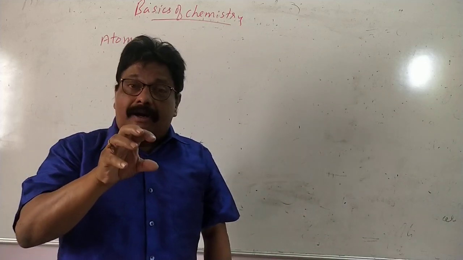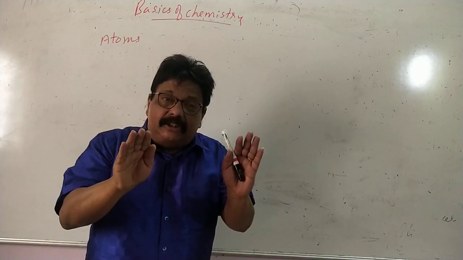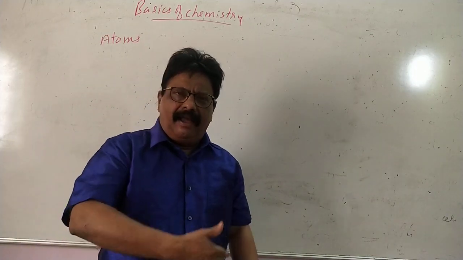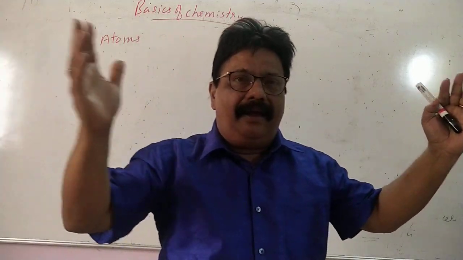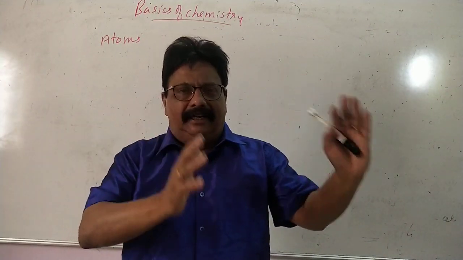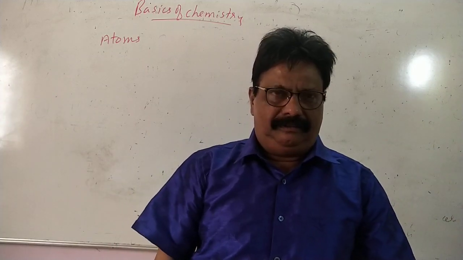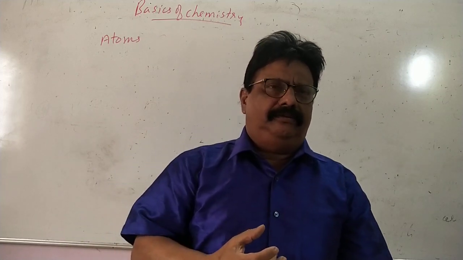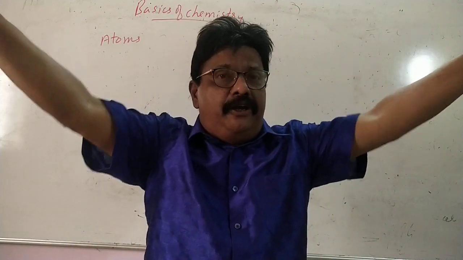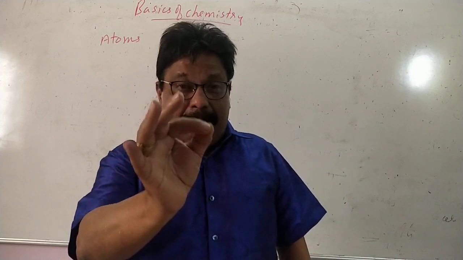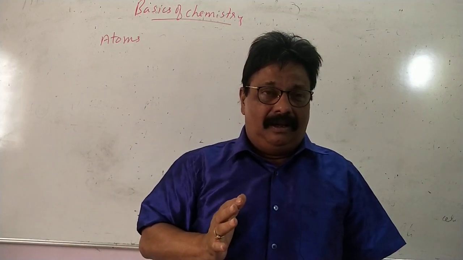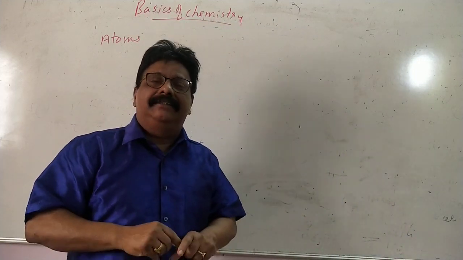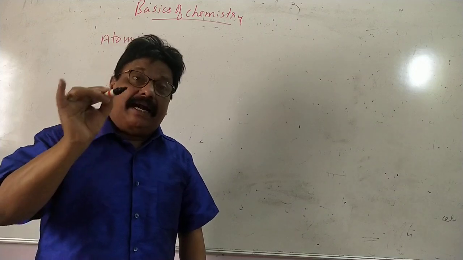When we talk about the basics of chemistry, the first things that come to mind are atoms, molecules, elements, compounds, atomic number, atomic masses. What is matter made of? Anything in the universe is made of atoms or molecules. You have studied what an atom consists of.